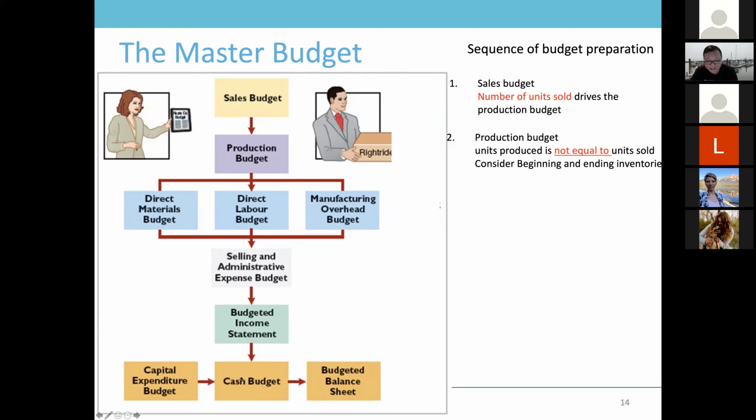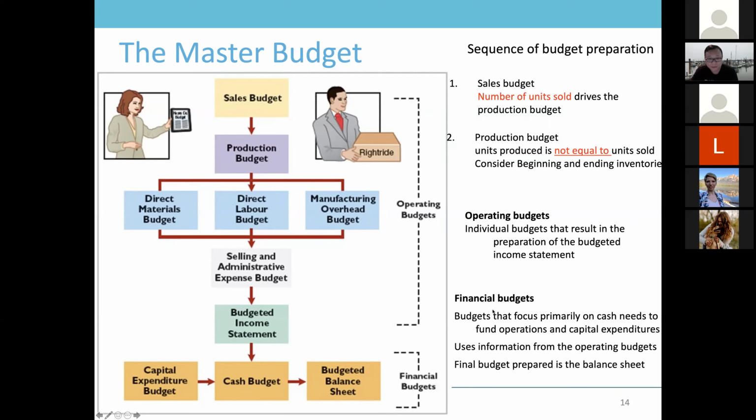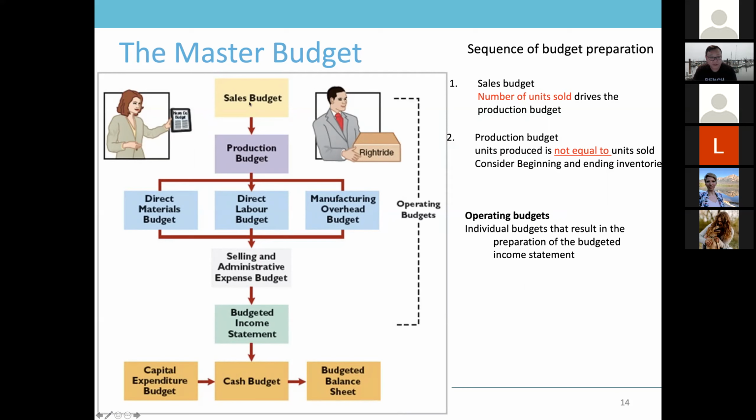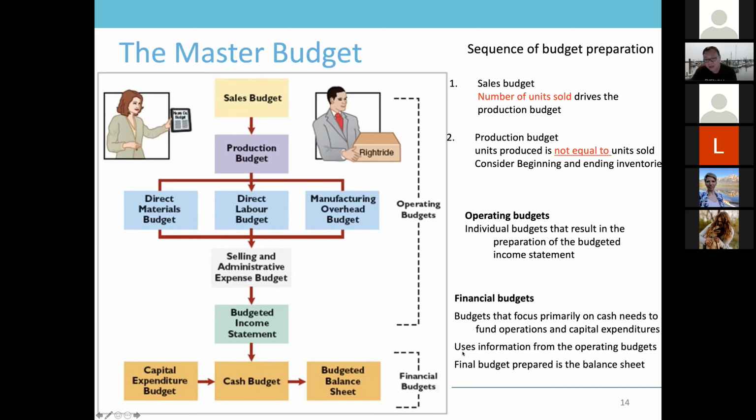And with this, you have the cash balance, so you can have a budgeted balance sheet, okay? So now we are saying that from the sales budget until the budgeted income statement, we call these operating budgets. This gives us a budgeted income statement. And the cash budget and budgeted balance sheet, we call financial budgets, okay?